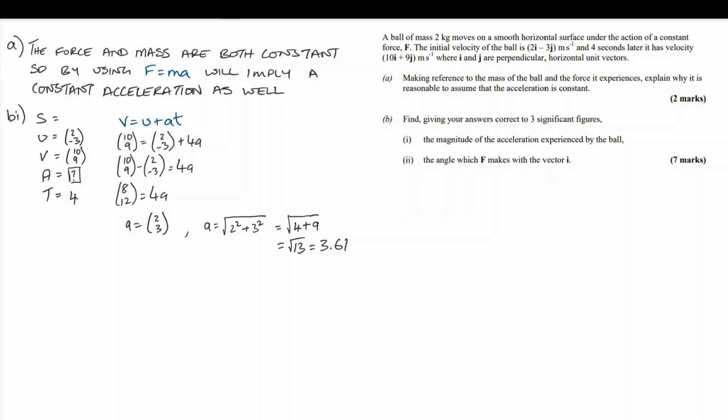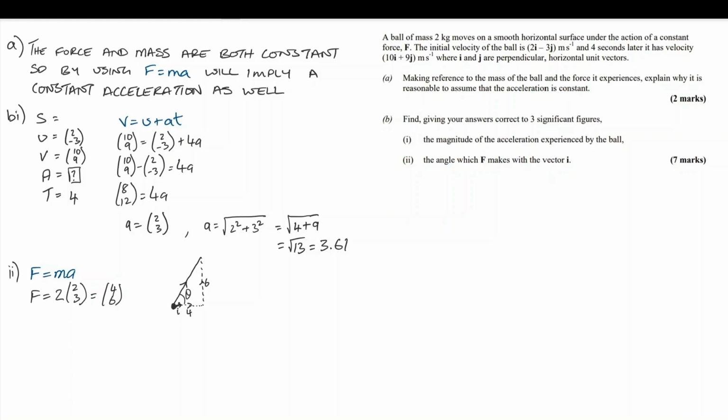We've been asked to find the angle which the force F makes with the vector i. To find F, we can use Newton's second law, F equals ma, and we'll substitute the mass, 2, and the acceleration we found to be 2, 3. So this is the vector 4, 6. Let's just draw a quick diagram of 4, 6 so we know what it looks like: 4 to the right and up by 6. And this diagonal is the actual vector.